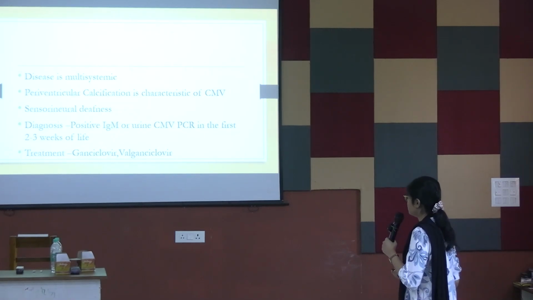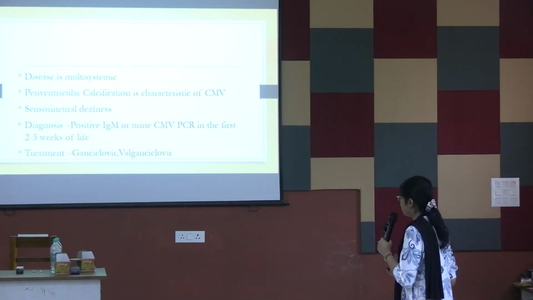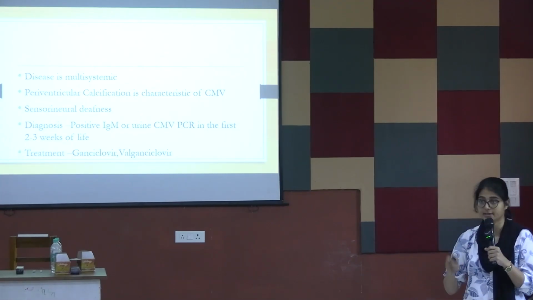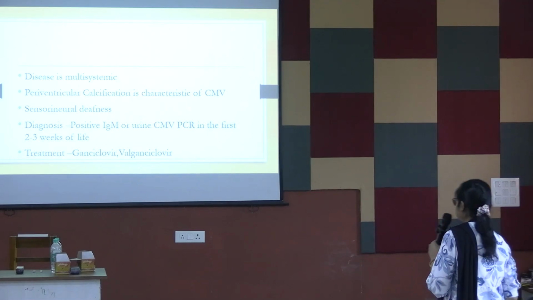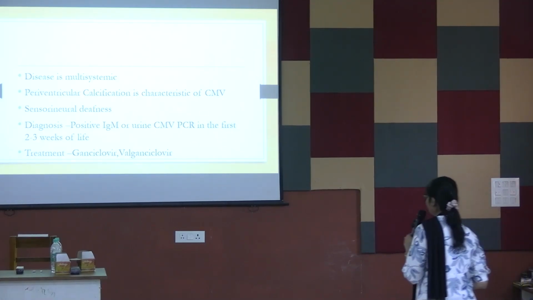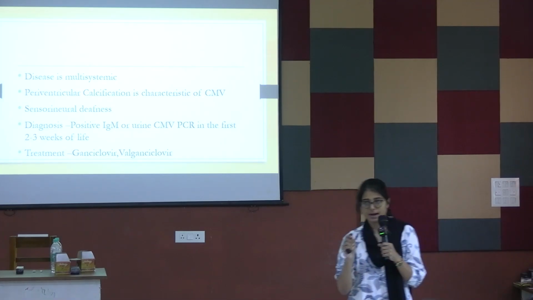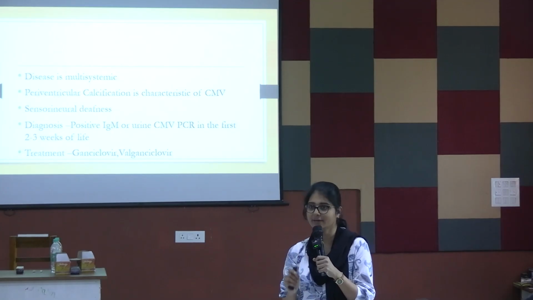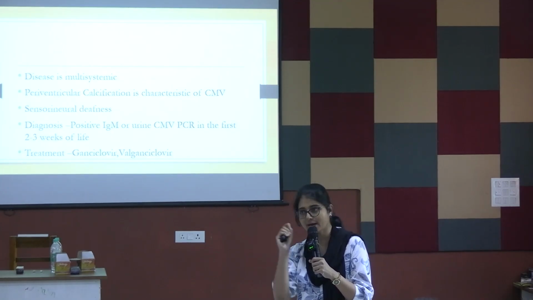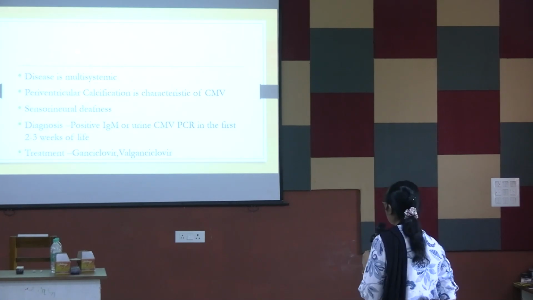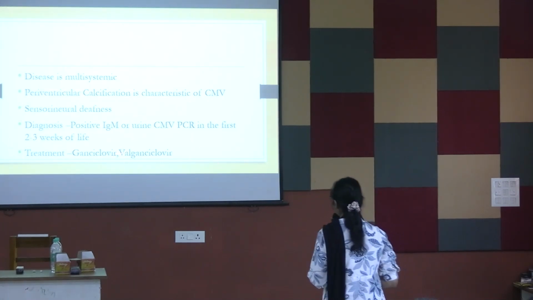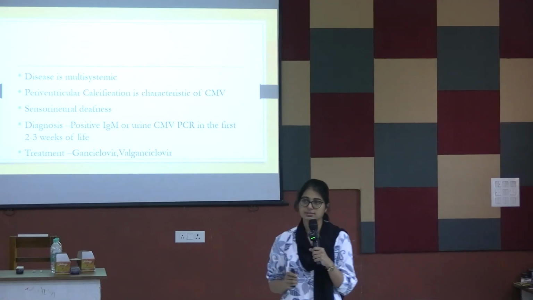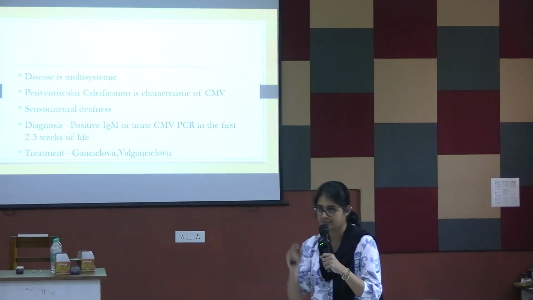How will you diagnose? You send urine, positive IgM in blood or urine. In urine, cytomegalovirus is excreted, it is shed. Or cytomegalovirus PCR in the first 2 to 3 weeks of life. So how will you diagnose? Send blood for IgM and send urine for cytomegalovirus PCR. Polymerase chain reaction will detect the nucleic acid of cytomegalovirus in the urine. What is the treatment? Ganciclovir if you want to give injections, or valganciclovir. Valganciclovir is given for 6 months. It is given orally. Tablets are available.